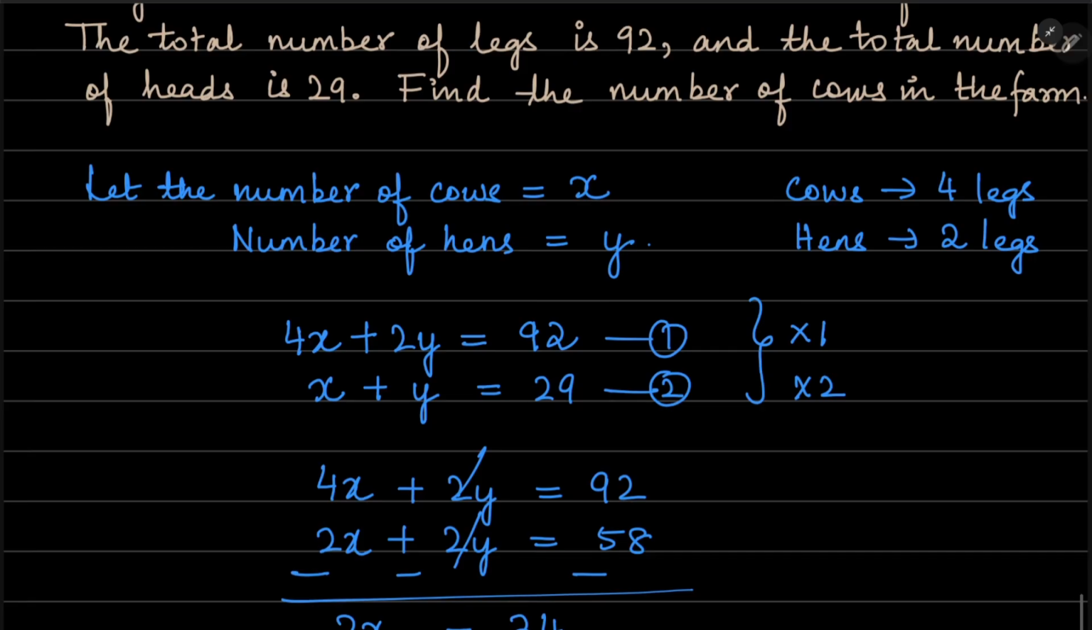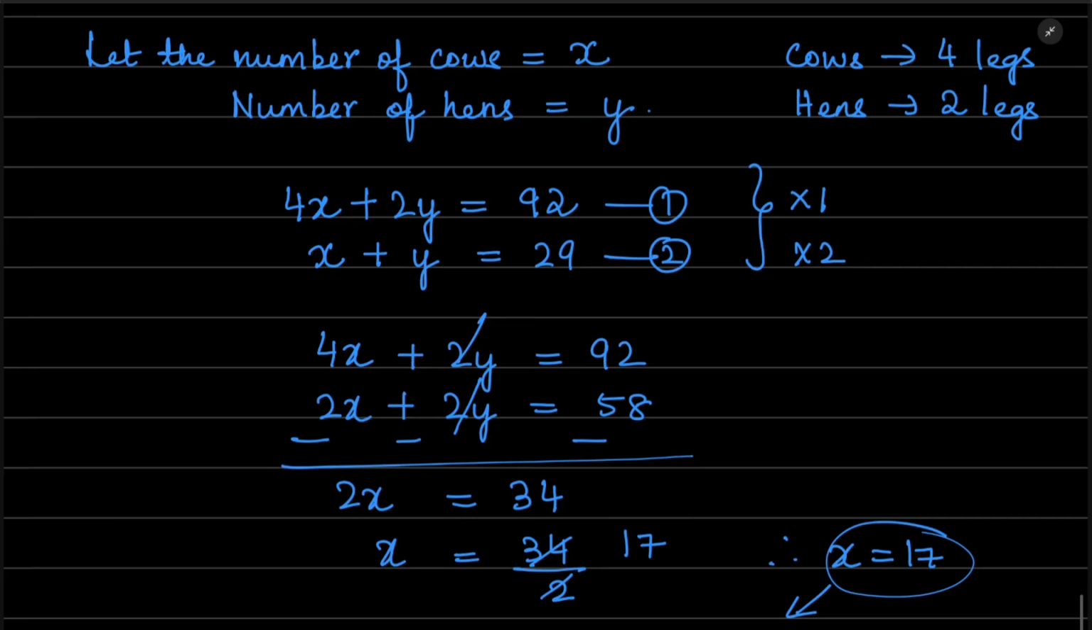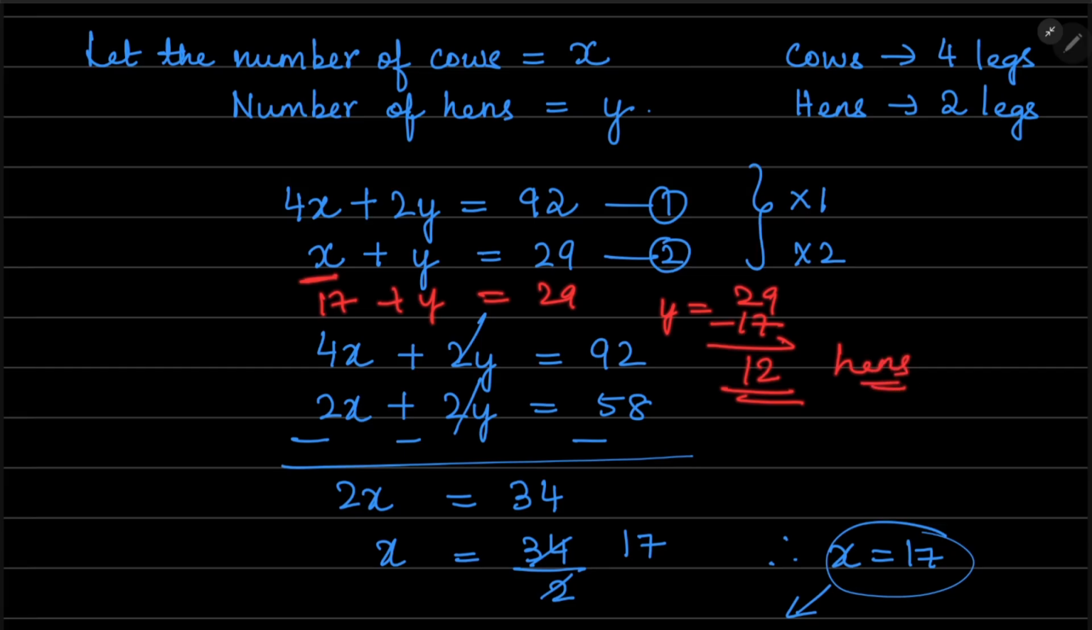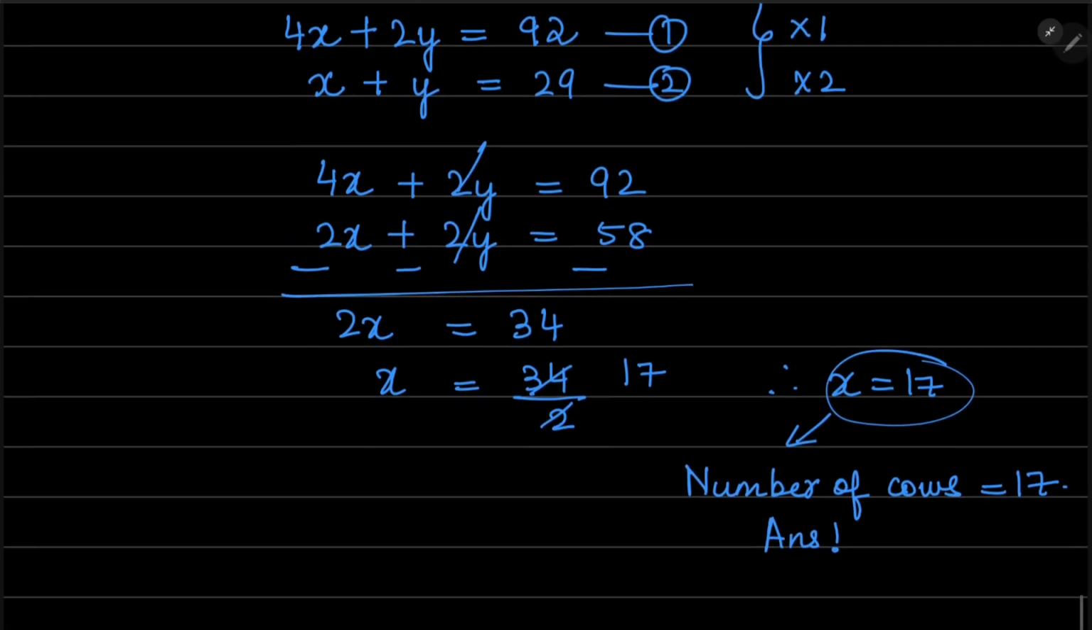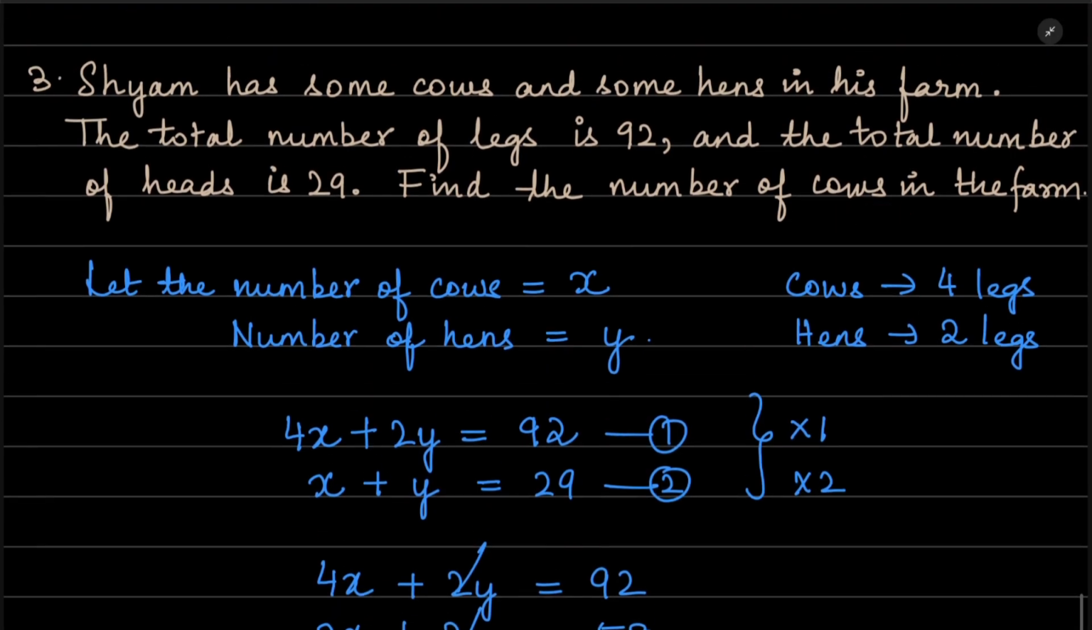If you are asked the number of cows and hens, what will you do? Just substitute the value of x in equation 1 or 2, preferably equation 2 because it's much simpler, and you will be getting your y. So here if you substitute x as 17, 17 plus y equal to 29. So y equal to 29 minus 17. So what do you get? You will be getting 12. 12 hens. The number of hens is 12. The number of cows is 17. But since you are not asked, I am not doing it. You are only asked the number of cows. See how easy it is, right?